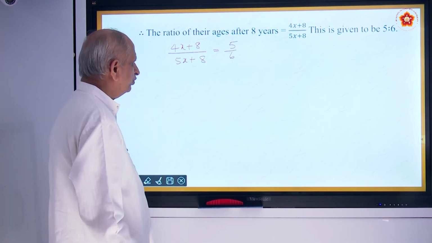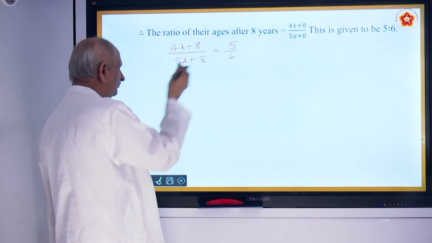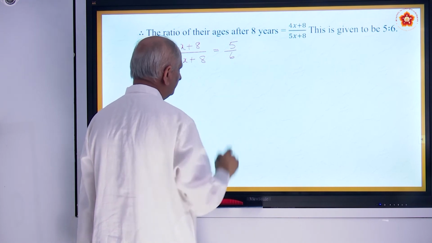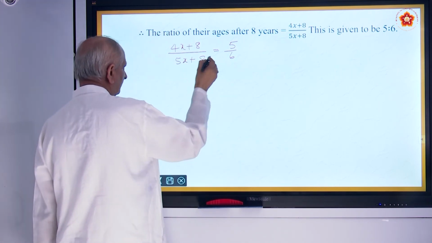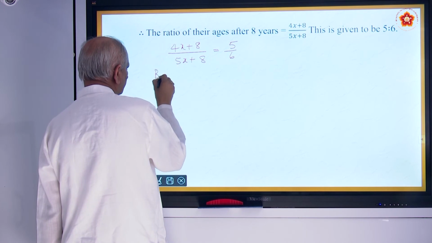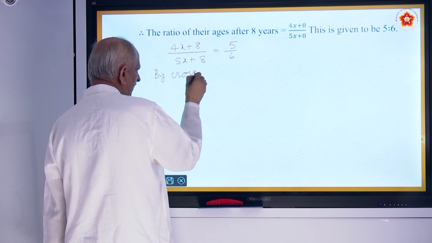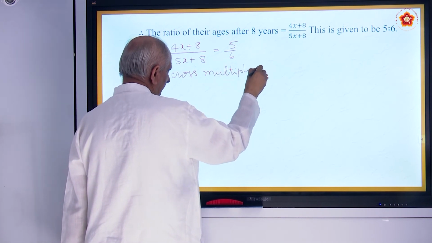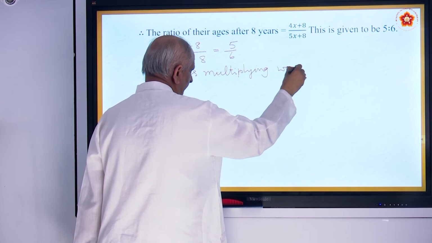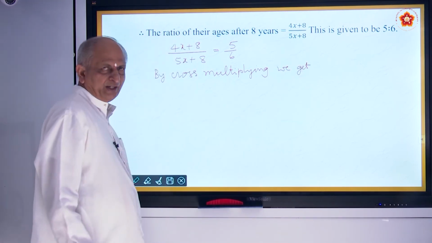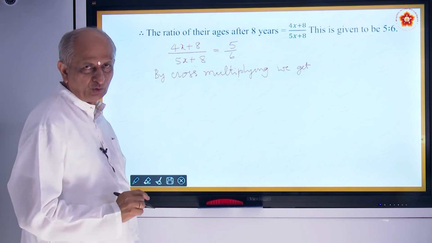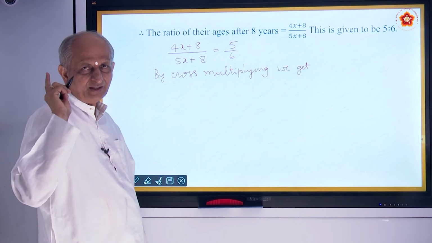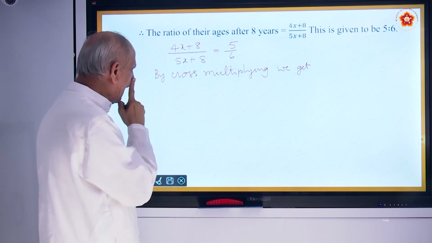5:6. So that ratio can be converted into rational form or fraction form. The first term becomes the numerator, the second term becomes the denominator. Now cross multiply, so that we bring it into a linear form. So by cross multiplying, we get... what is the unknown here? X is unknown. What is the degree of the unknown? 1. Therefore, it is called a linear equation.